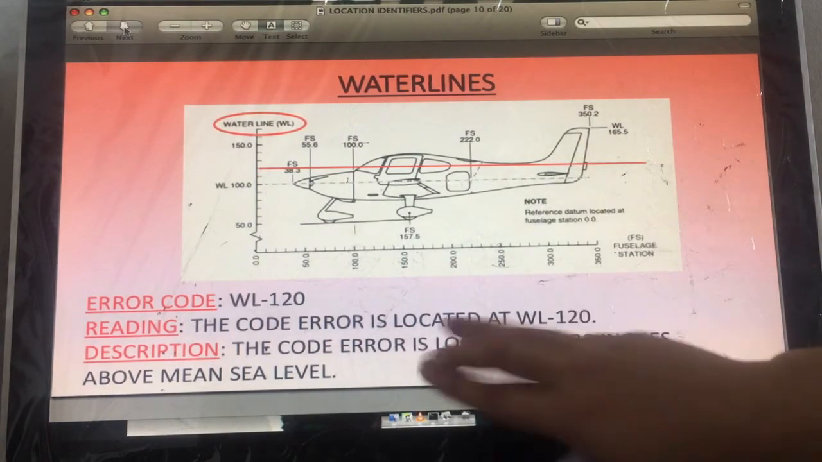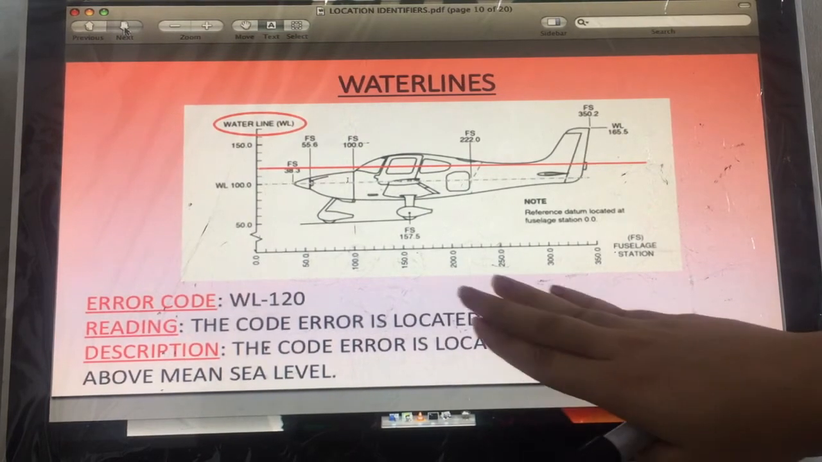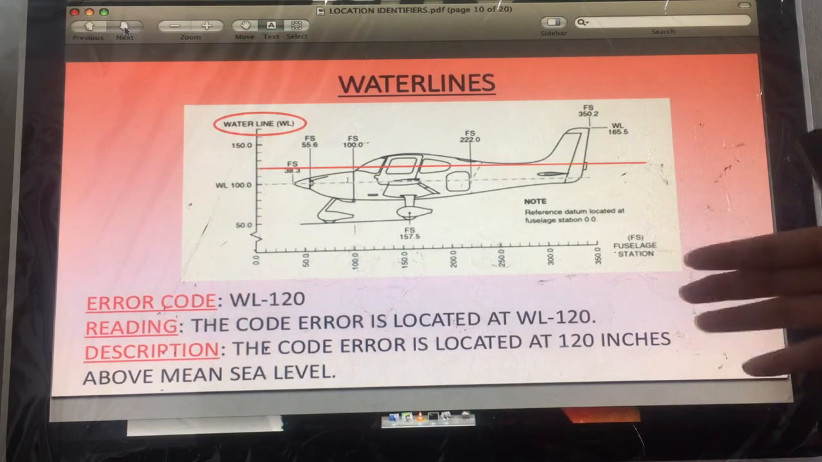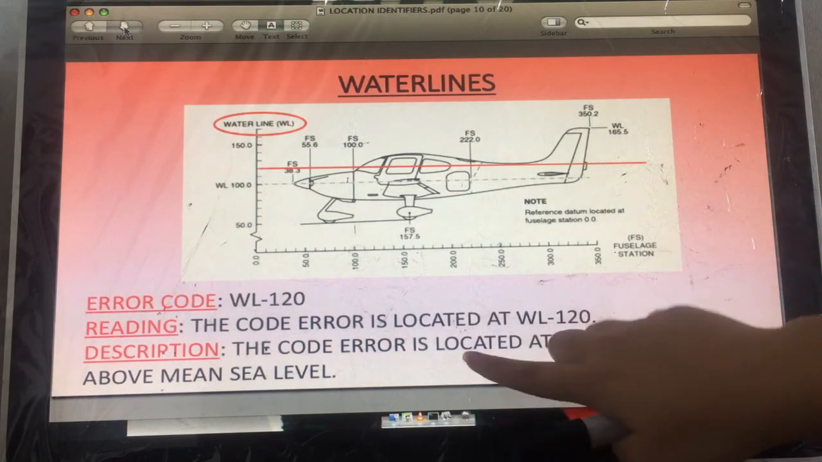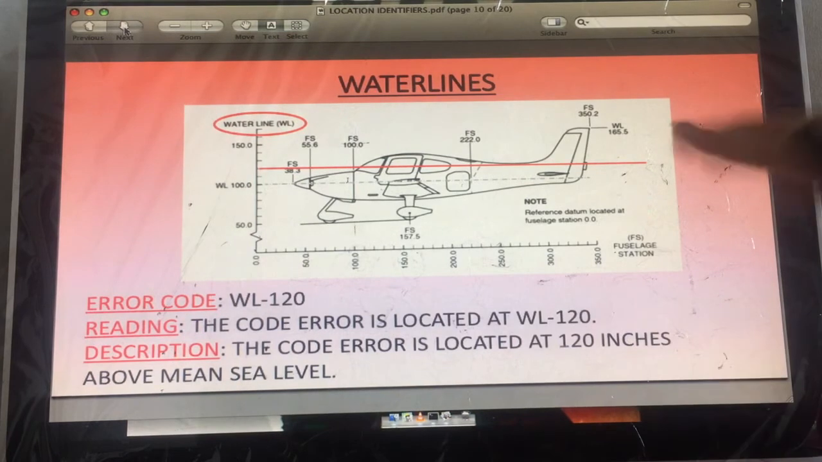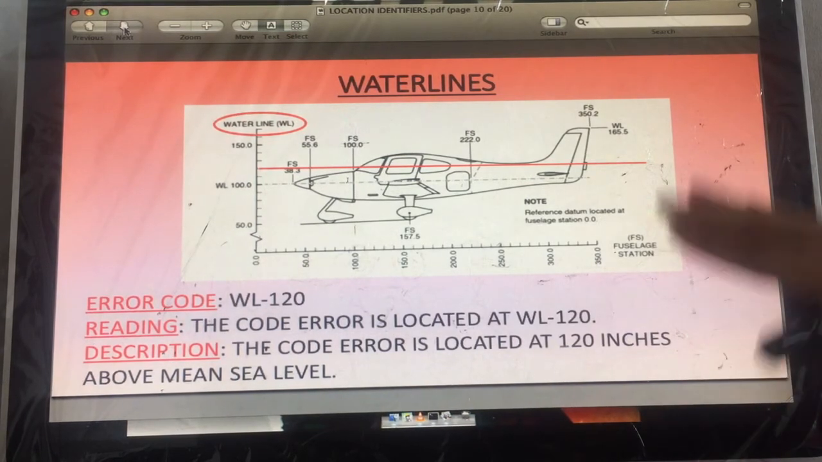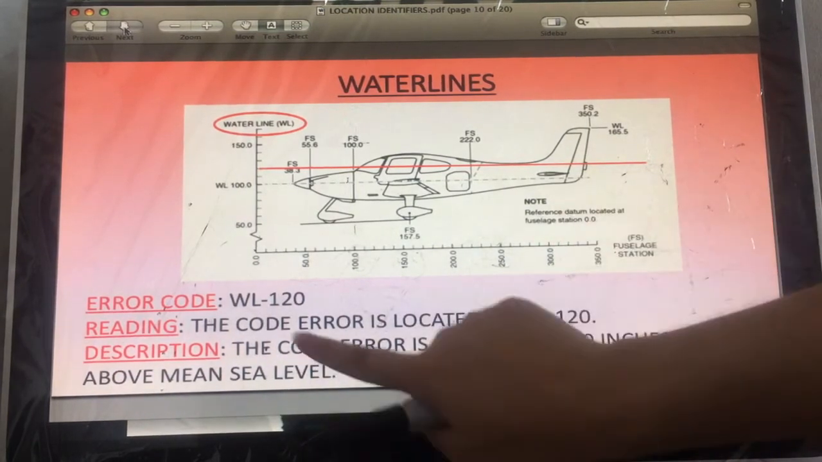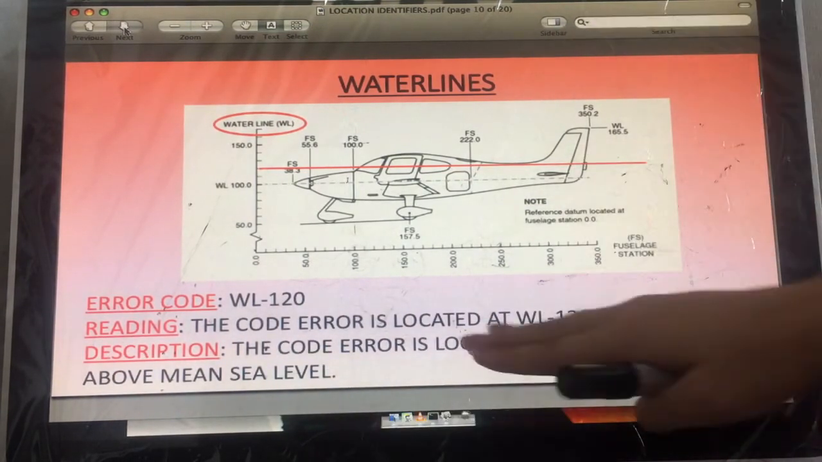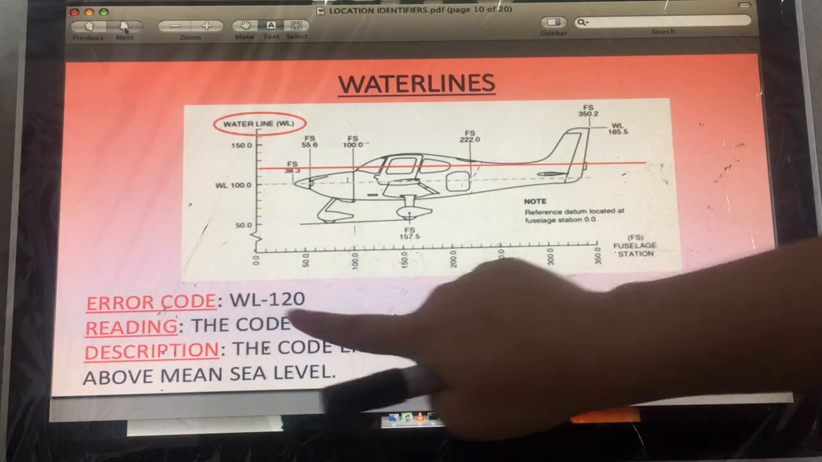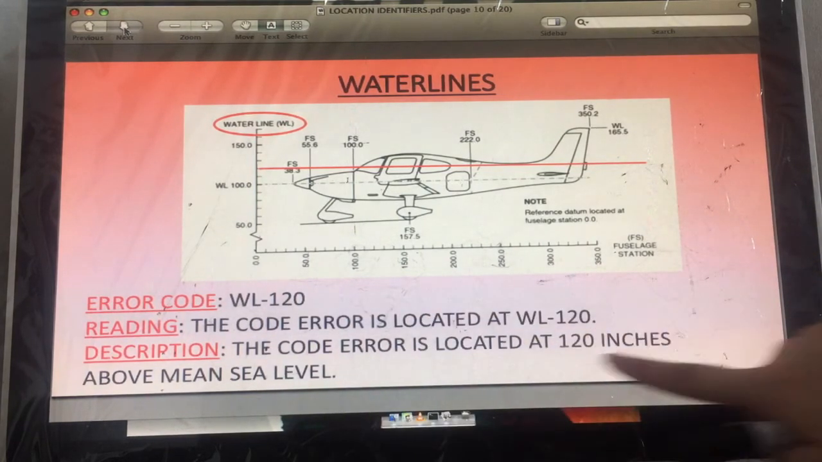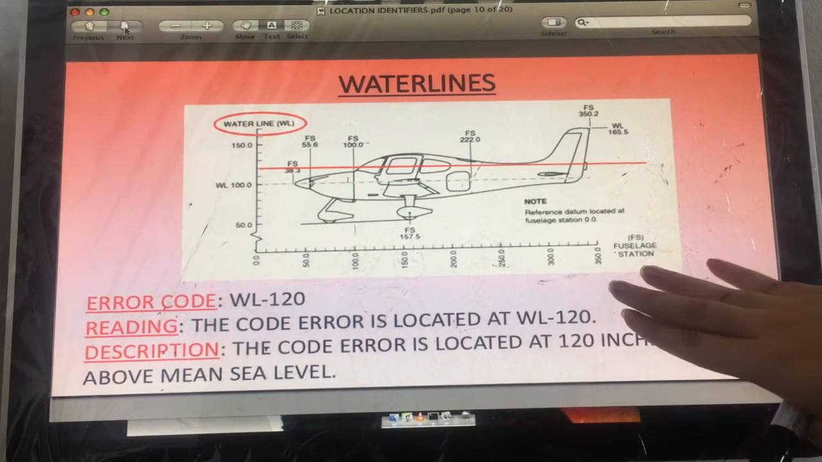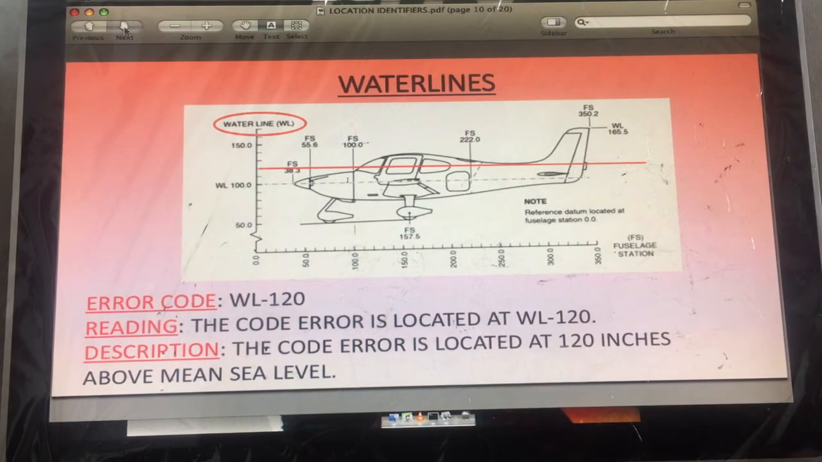And then, for the description, dito magkaiba ang fuselage station and water line. Since kanina, sabi ko sa fuselage station, ang gamit natin, aft of the reference 0. So, to differentiate this one, ilalagay nyo siya above mean sea level. This indicates that the error is read from the water lines. So, for description, the code error is located at 120 inches above mean sea level. So, that is the difference between the fuselage station and the water lines.